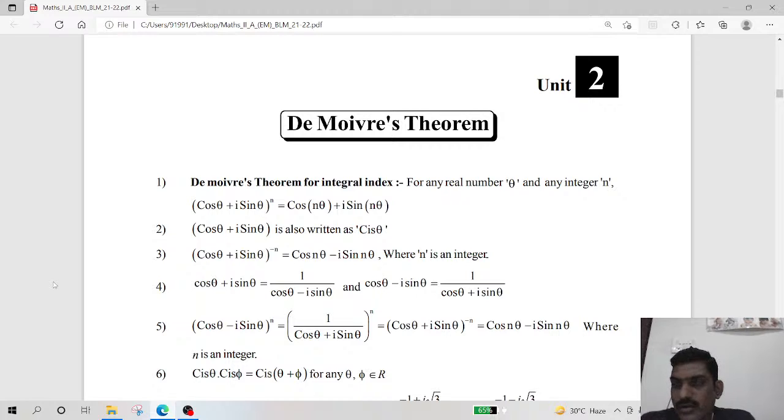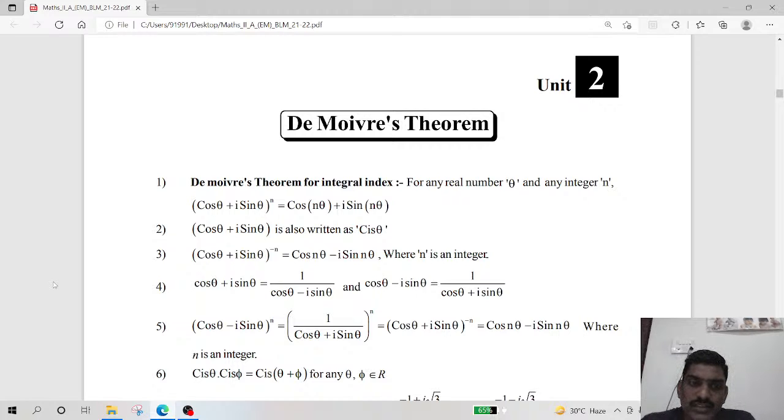Okay. Today's topic is De Moivre's Theorem. I think you can all see De Moivre's Theorem on the screen. So here you see the first one is De Moivre's Theorem. The statement is: for any real number theta and any integer n, (cos theta plus i sin theta) to the power of n is equal to cos n theta plus i sin n theta. That is De Moivre's Theorem.